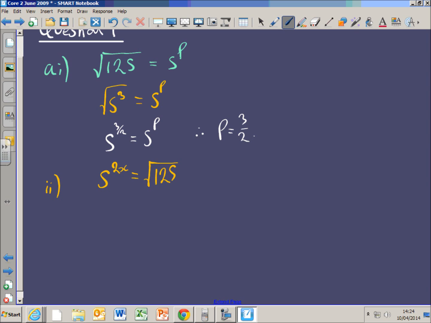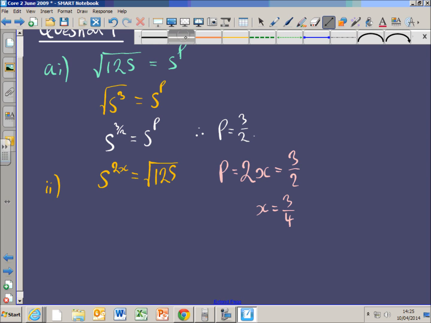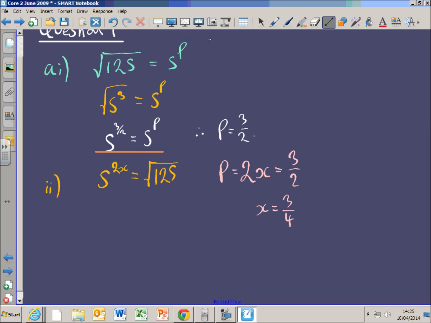If you look at these 2 questions, the p in this question should be equal to the 2x in this question, shouldn't it? You can do the whole problem the same way as you just did it: 5 to the power of something equals root 125, and here you've got 5 to the power of something equals root 125. So those two somethings must be the same. p equals 2 lots of x, but we know that p equals 3 over 2, so therefore x equals 3/4. Okay, and that's that one done. Nice marks, right? Yay.